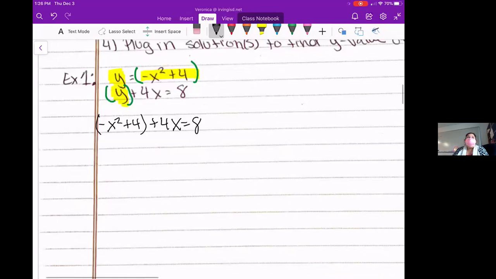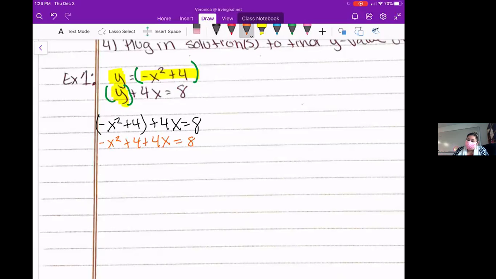You should notice that now all I have left over is x's, which should look, again, familiar, right? I should already know that I'm going to have to solve for x, okay? So how are we going to do that? Well, let's simplify. So we're going to have negative x squared plus 4x equals 8.